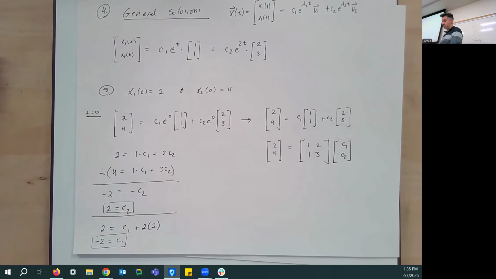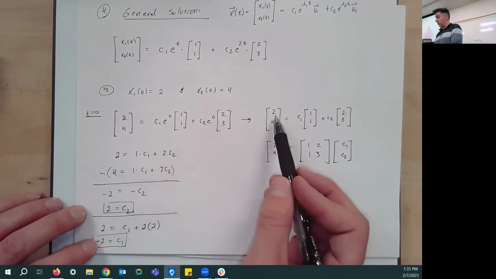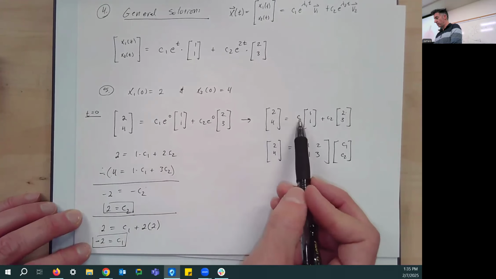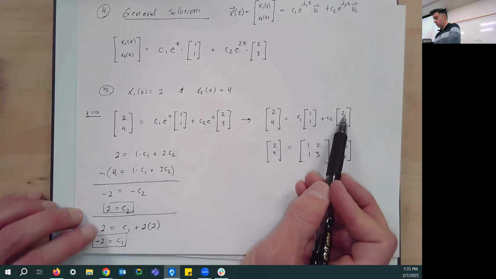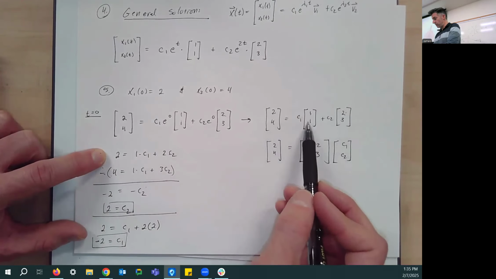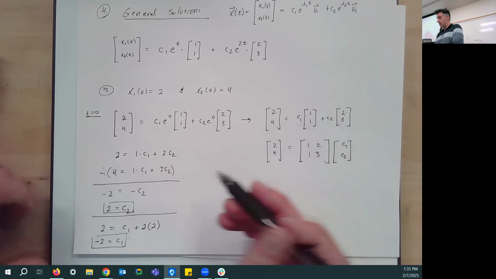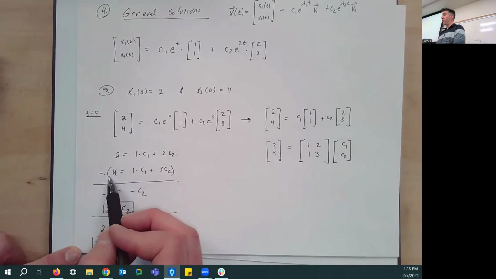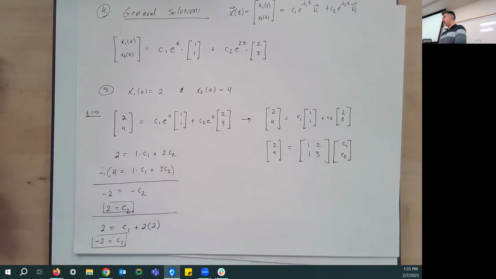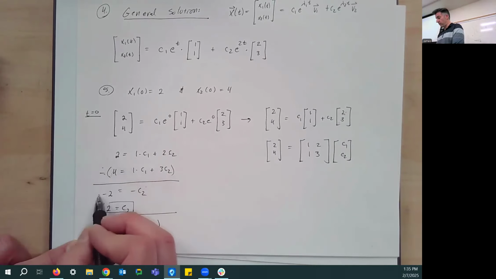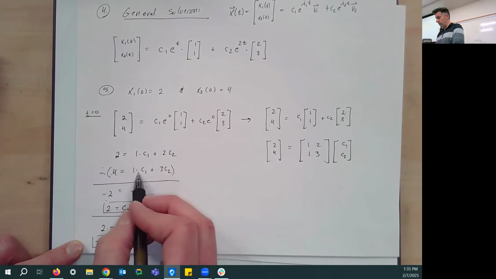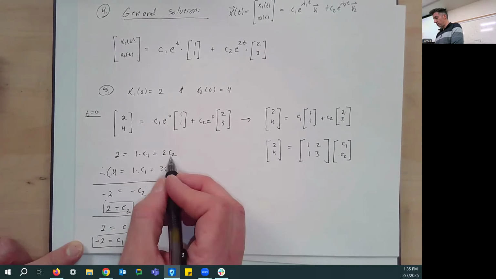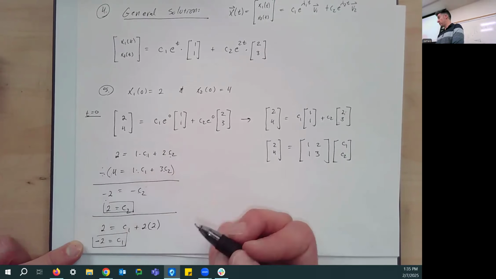Question? So I took my 2 equations, right? That 2 was equal to c1 times 1 plus c2 times 2. And that 4 was equal to c1 times 1 plus c2 times 3. And then I said, since the c1 coefficients are the same, I know that if I subtract this equation from that equation, the c1s will cancel out and add up to 0. So I said 2 minus 4, -2. c1 minus c1, 0. And 2c2 minus 3c2 is -c2.